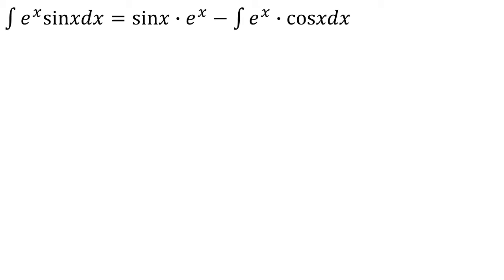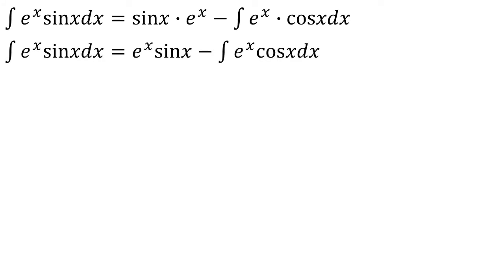Okay, so this is what we have obtained. So let's just multiply the two terms. This will become the integral of e to the x sine x dx equals e to the x sine x minus e to the x cosine x dx. Okay?